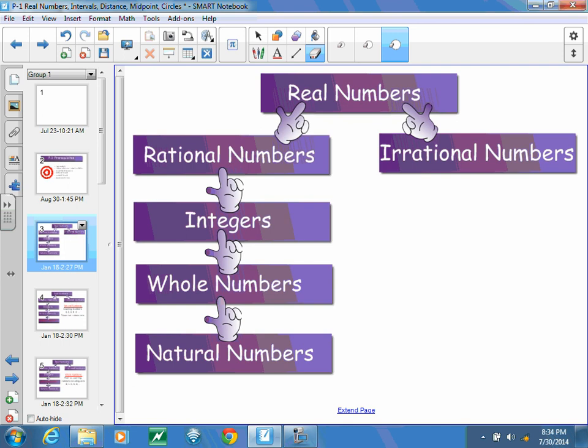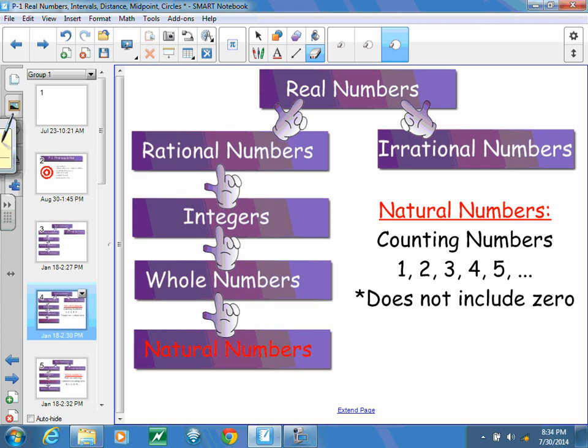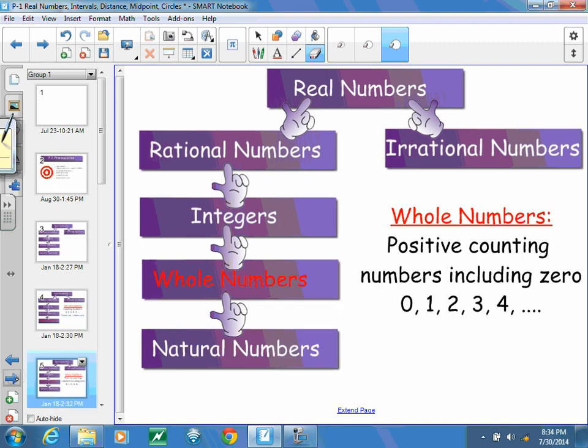So let's go ahead and go back to kindergarten, and let's talk about our natural numbers. Natural numbers are those counting numbers that you started with. So when you were counting the cows on the farm, you were starting with 1, 2, 3, 4, 5. You did not know what zero was at that time. So those are natural numbers. Then you started learning about, well, what happens if there is none of something? Well, then you started including zero. So we've got 0, 1, 2, 3, 4, and those are our whole numbers.